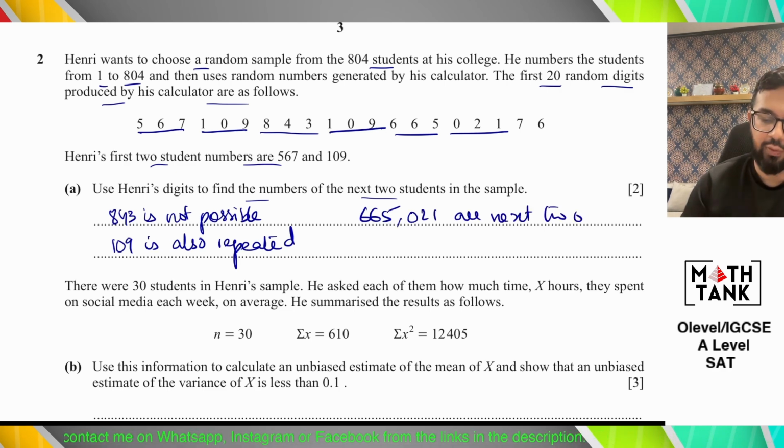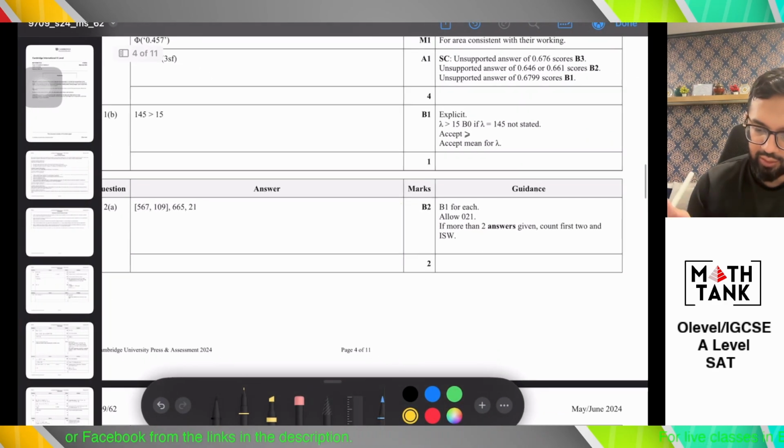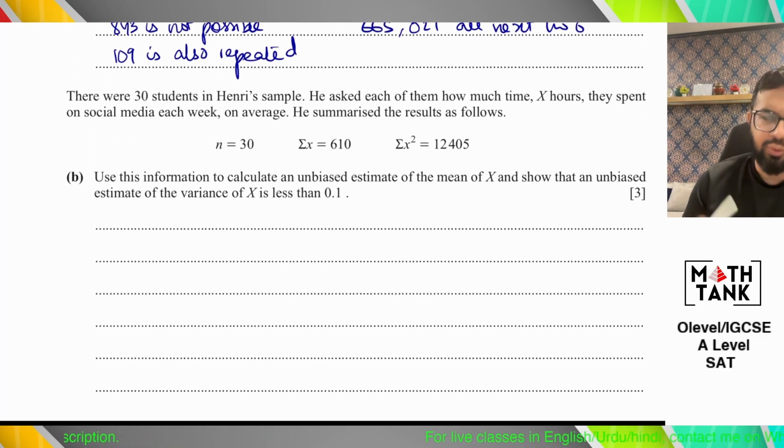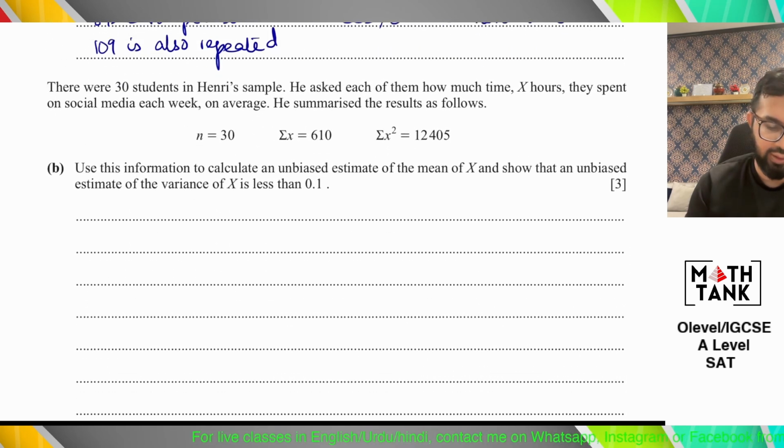Okay, let's check if justification was required. P1 for each, allows if the answer is given. So I should write explicitly why I'm disallowing them. One is repeated, 843 is not possible, and so on.